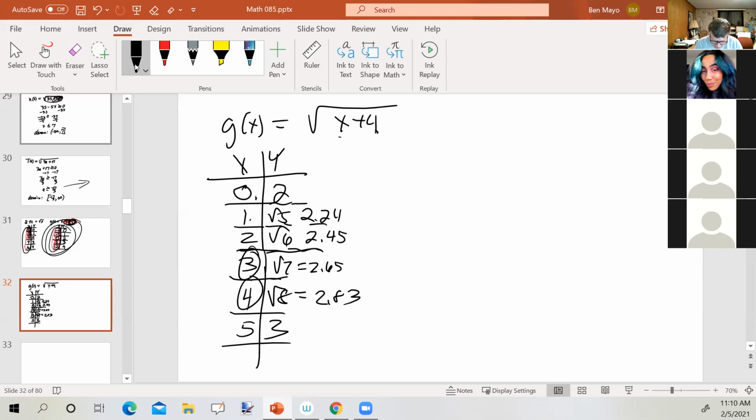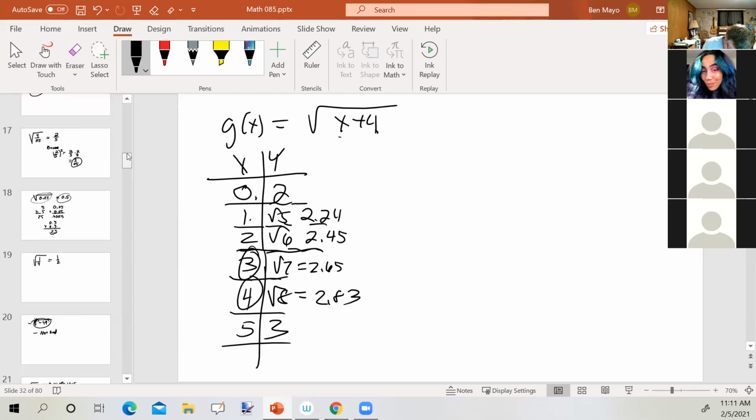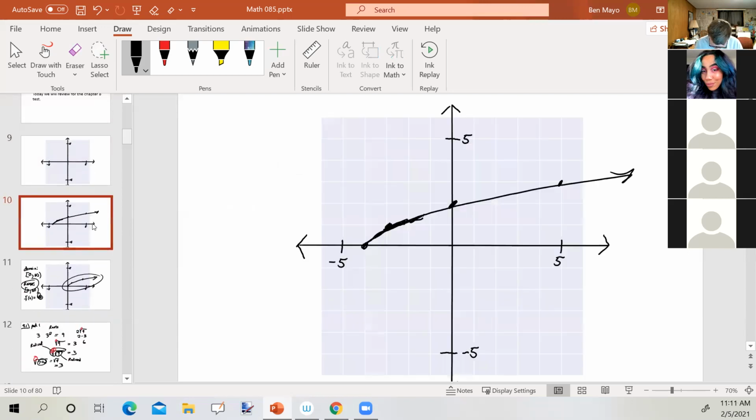Okay, well, my numbers here are awful. Let's see, 0, 2, 1, 2.24, 2, 2.45, 3, 2.65, 4, 2.83, and finally 5, 3. So I'm going to go back and I'm going to graph those points. Let's see. X is 1, Y is 2.24. Well, I guess that would be about 2.24. X is 2, Y is 2.45. It looks like my curve was a little bit too low there. And then 3 is 2.65. But could you imagine having to graph those without the line already there?